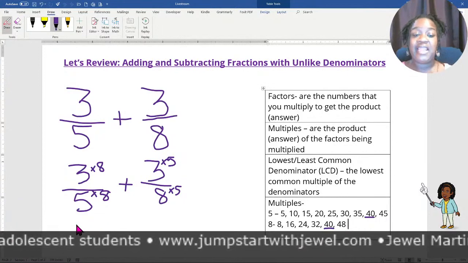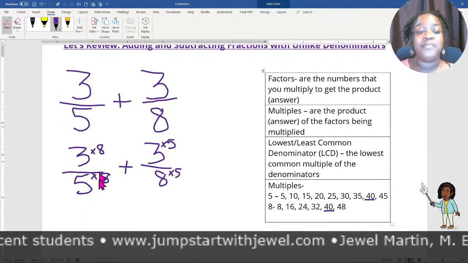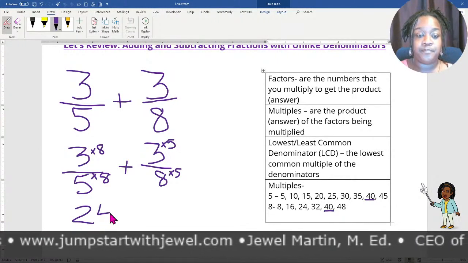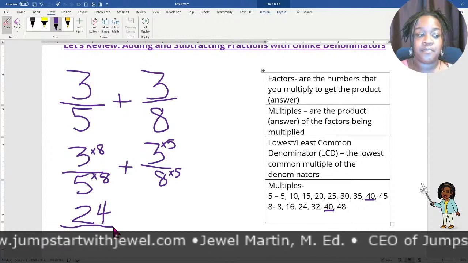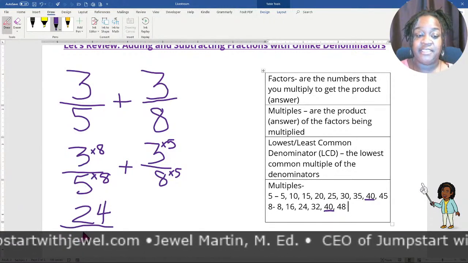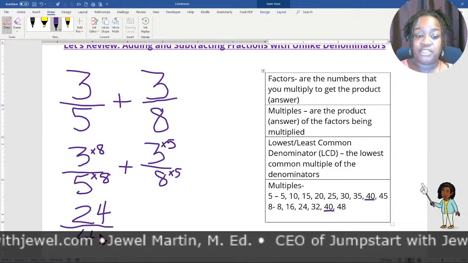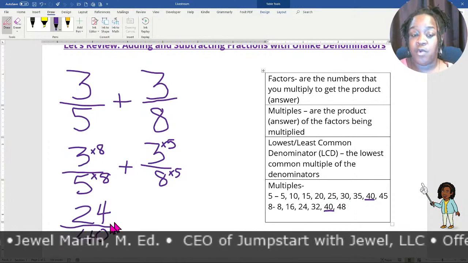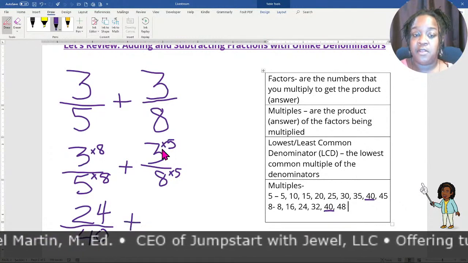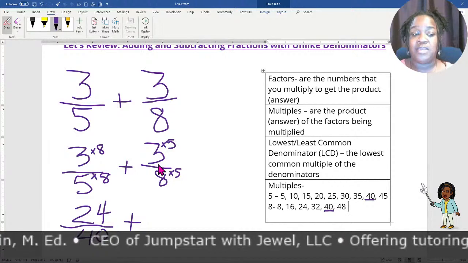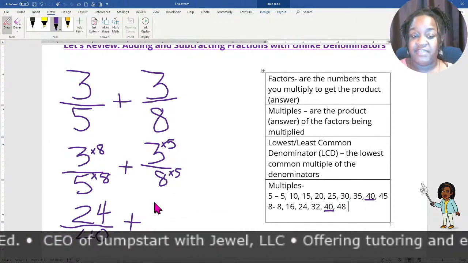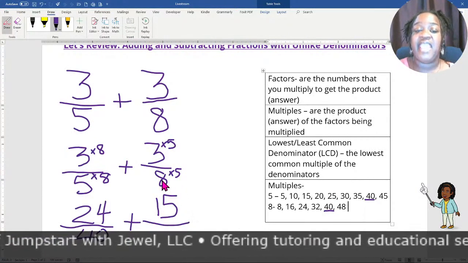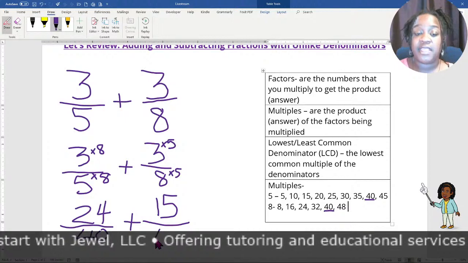So once we multiply, let's rewrite the fraction. 8 times 3 is 24. And then 5 times 8 is 40. So that's our new fraction. We've converted it from 3/5 to 24 over 40. Now we're going to convert 3/8. So 3 times 5 is 15. And then 8 times 5 is 40.